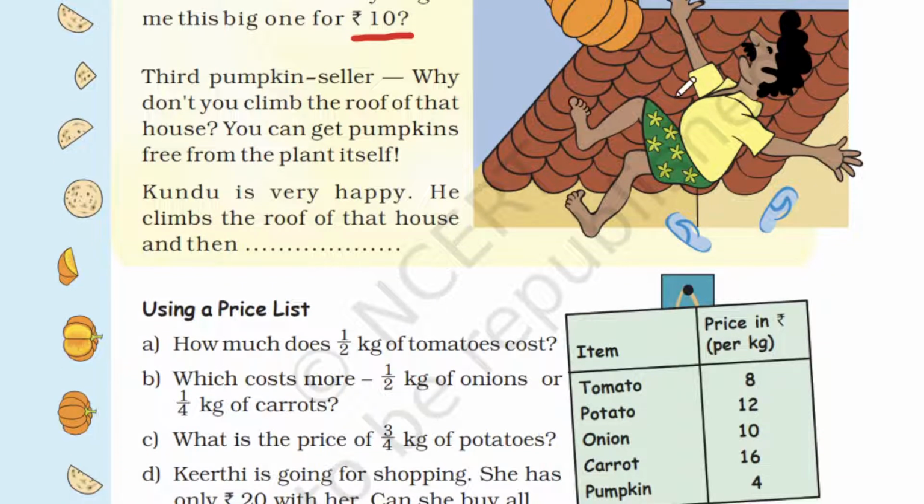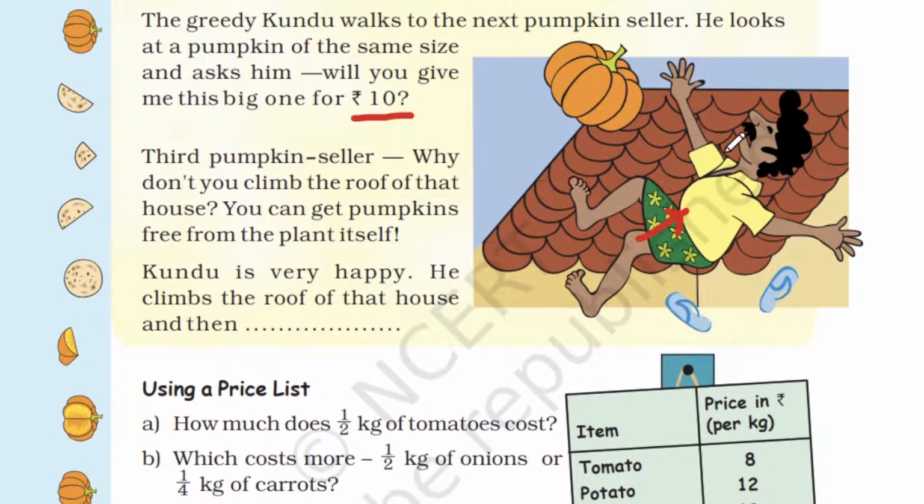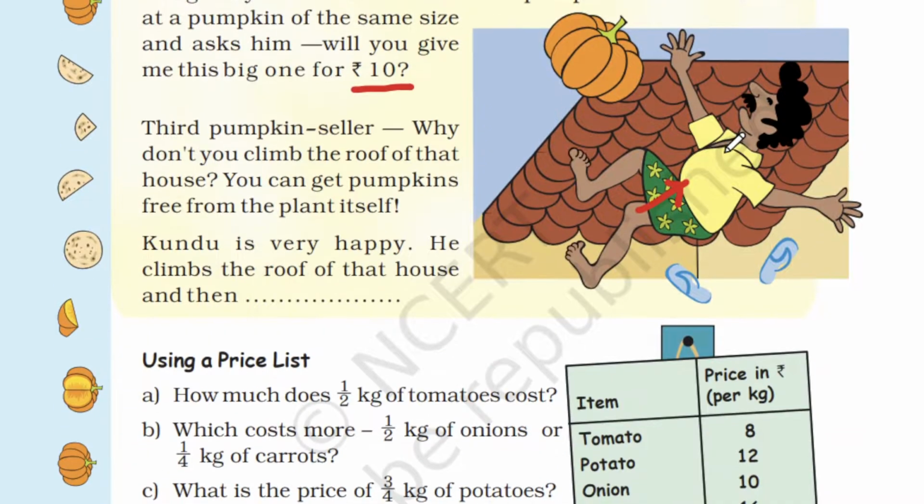So look at this image. He started climbing the roof. What happened after that? He fell down. So this is the image. See, he climbed the roof of that house and then he fell down. So that's why we should not be greedy. Okay.